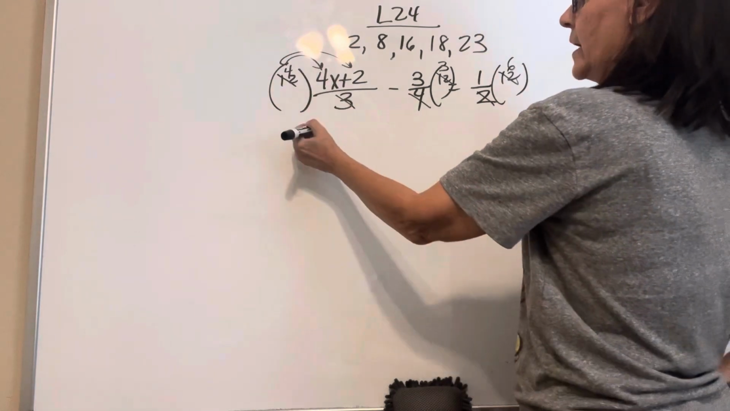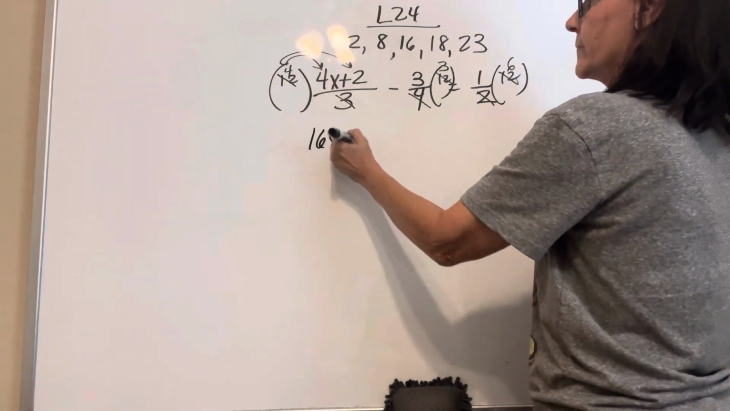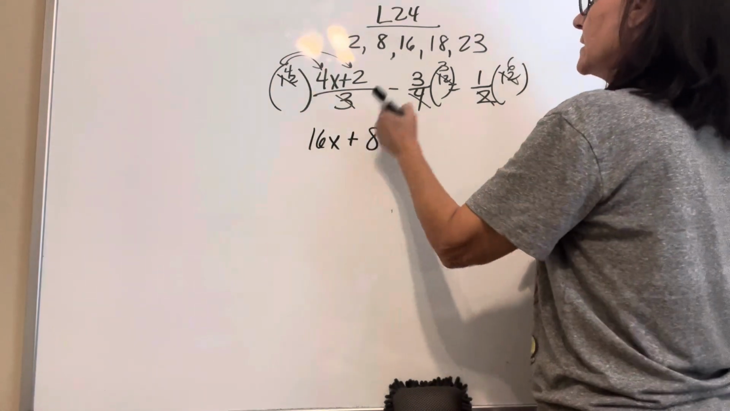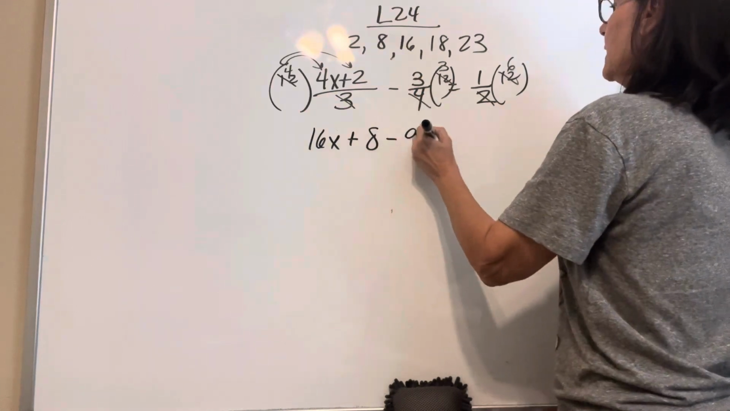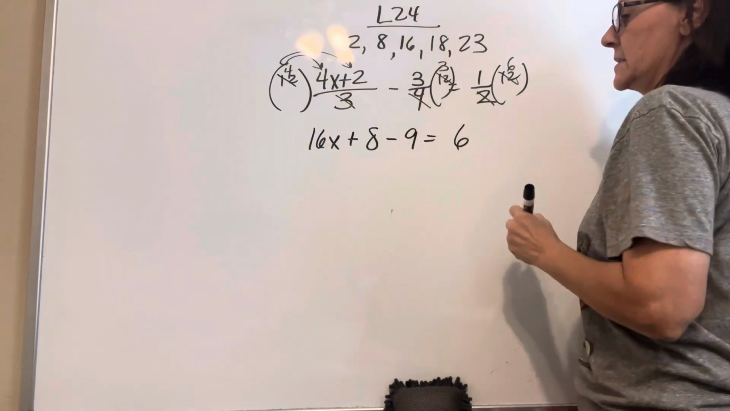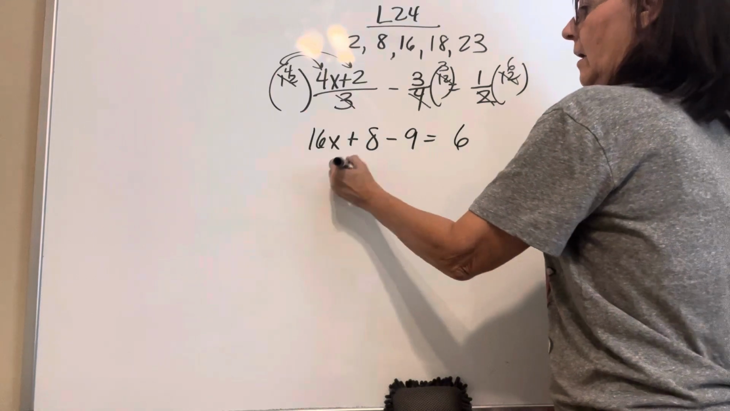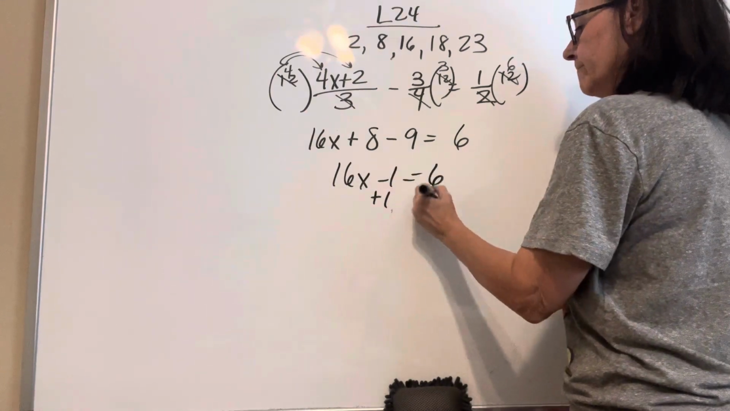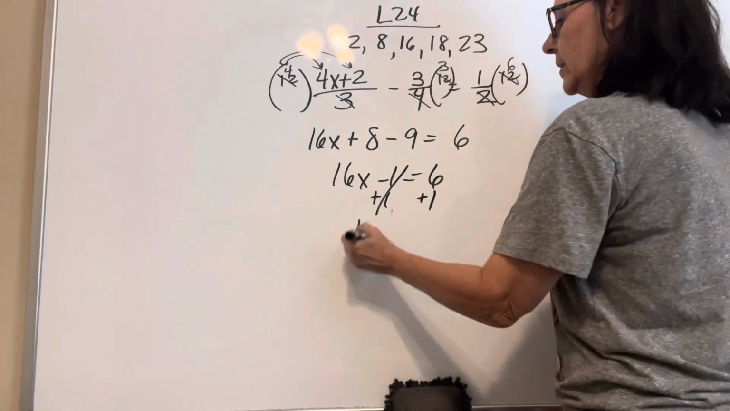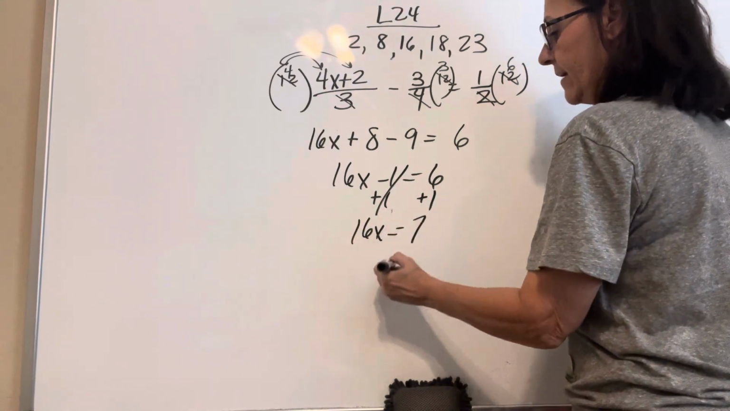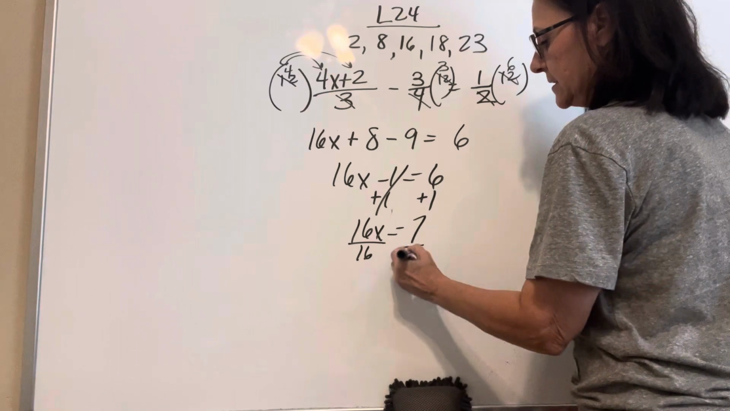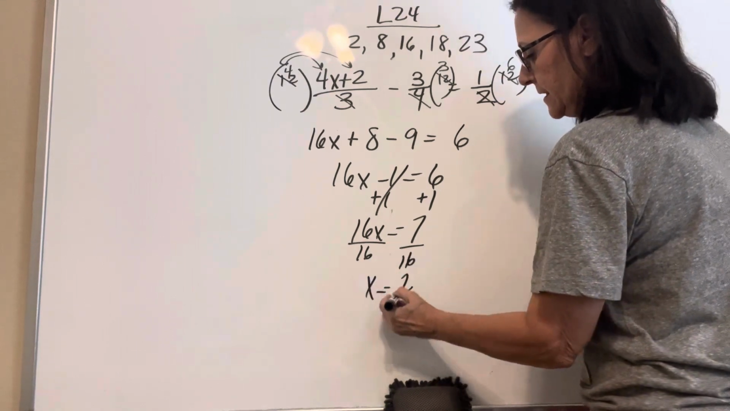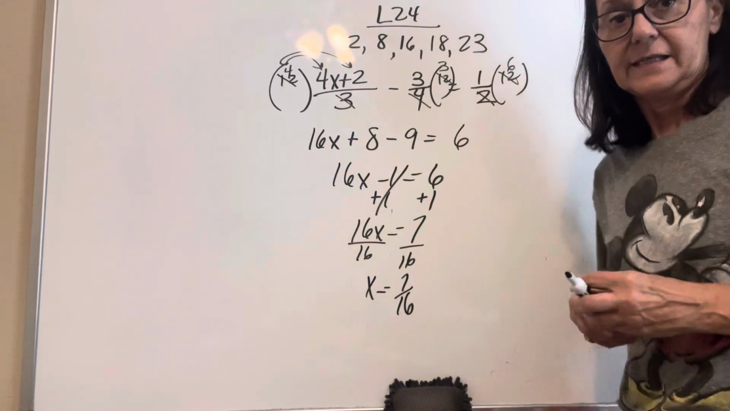So 4 times 4x, that's 16x. 4 times 2 is 8. 3 times 3 is 9. Equals 1 times 6 is 6. All right, so simplifying it. Now I'm going to add 1 to both sides. So I have 16x is 7. Dividing both sides by 16, x is 7/16.